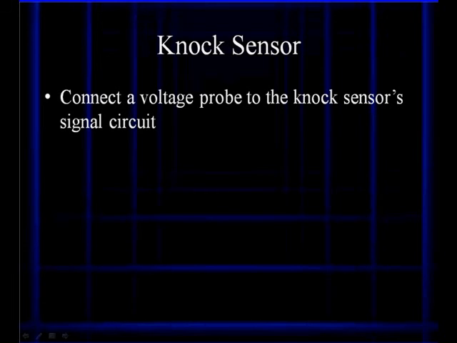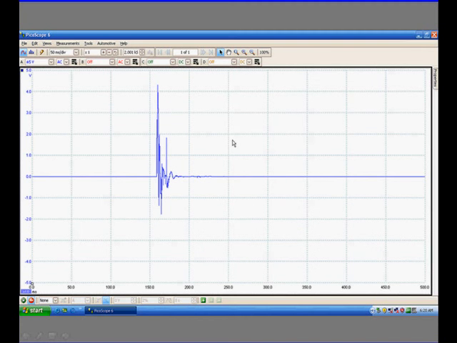Knock sensors, connect the voltage probe to the knock sensor signal circuit, and then of course you're going to have to tap on the block near the knock sensor to get a signal like this. If you get a signal like this and you're not tapping, then you have engine knock.